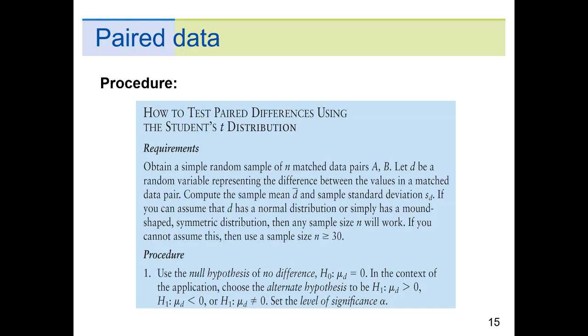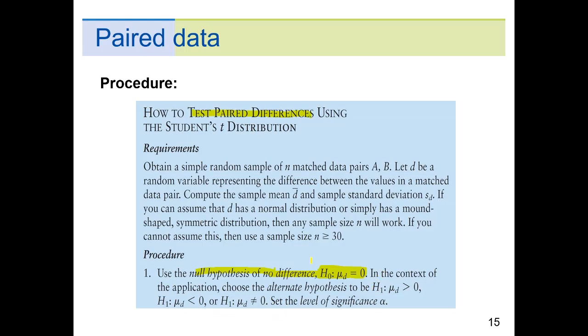We start, as before in previous sections, by setting the null hypothesis and the alternate hypothesis. The null hypothesis of no difference in this case is always going to be H sub 0 such that mu sub D equals 0. That is always our null hypothesis of no difference when we're testing paired differences. The alternate hypothesis will be one of these three choices. It will either be mu sub D greater than 0, mu sub D less than 0, or mu sub D not equal to 0.